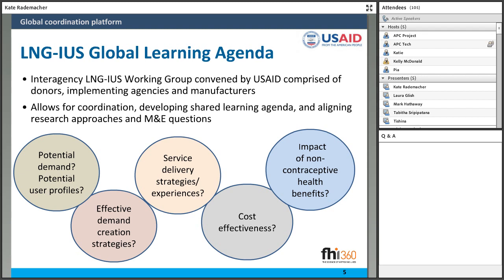It includes questions about potential demand, what effective demand creation strategies for the LNG-IUS might be, whether there are specific service delivery strategies that are more effective than others, and how we can learn from the copper IUD experience, whether the LNG-IUS is cost-effective compared to other methods, including other LARCs, and what the impact is of the non-contraceptive health benefits, including how they're perceived by women and providers.